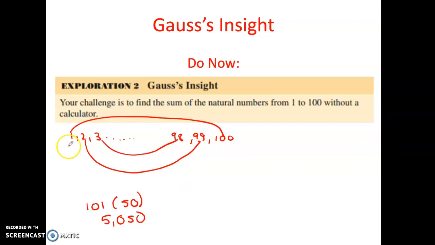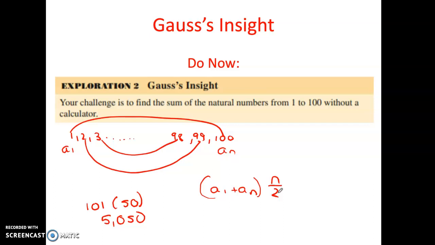So instead of doing the pairs, you could just use the formula. This is our a sub 1, and this is our a sub n. If you add a sub 1 plus a sub n together and multiply it times the number of items, so we have 100 items here, divided by 2, you'll get your sum. So we're going to use that formula next.